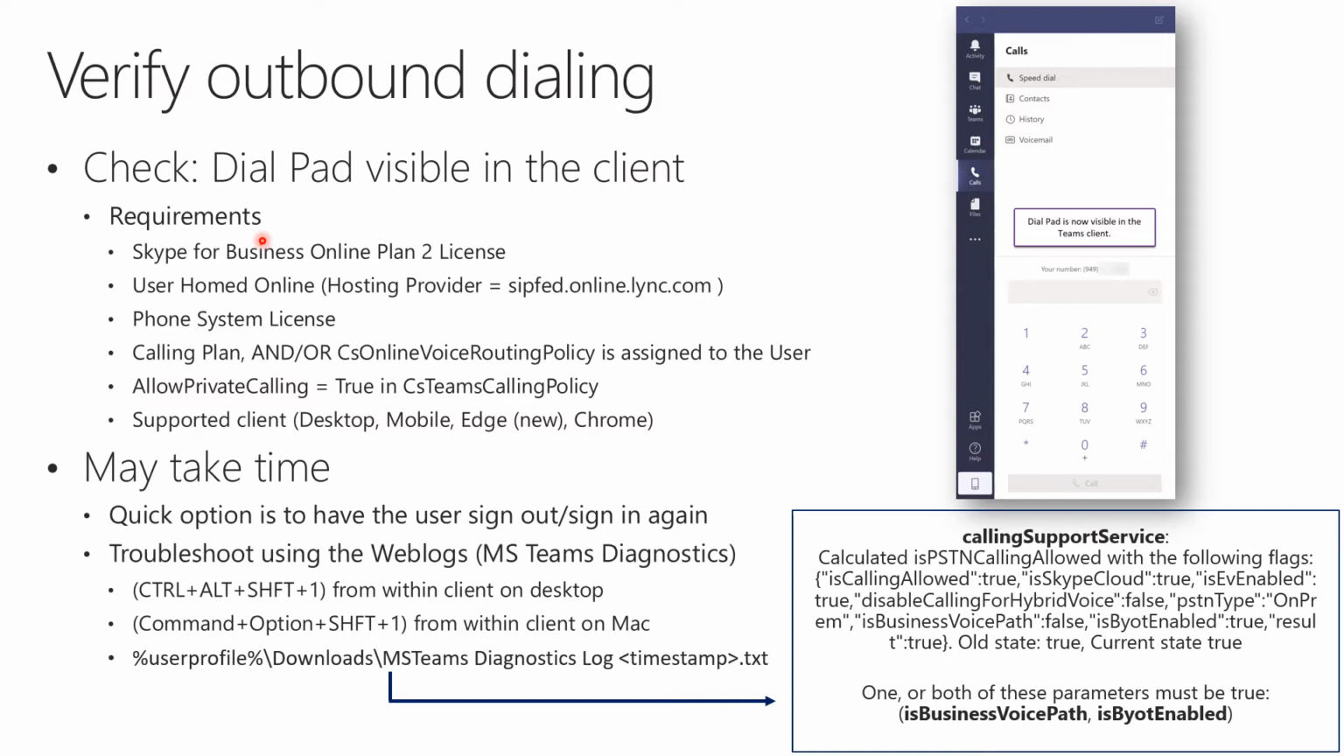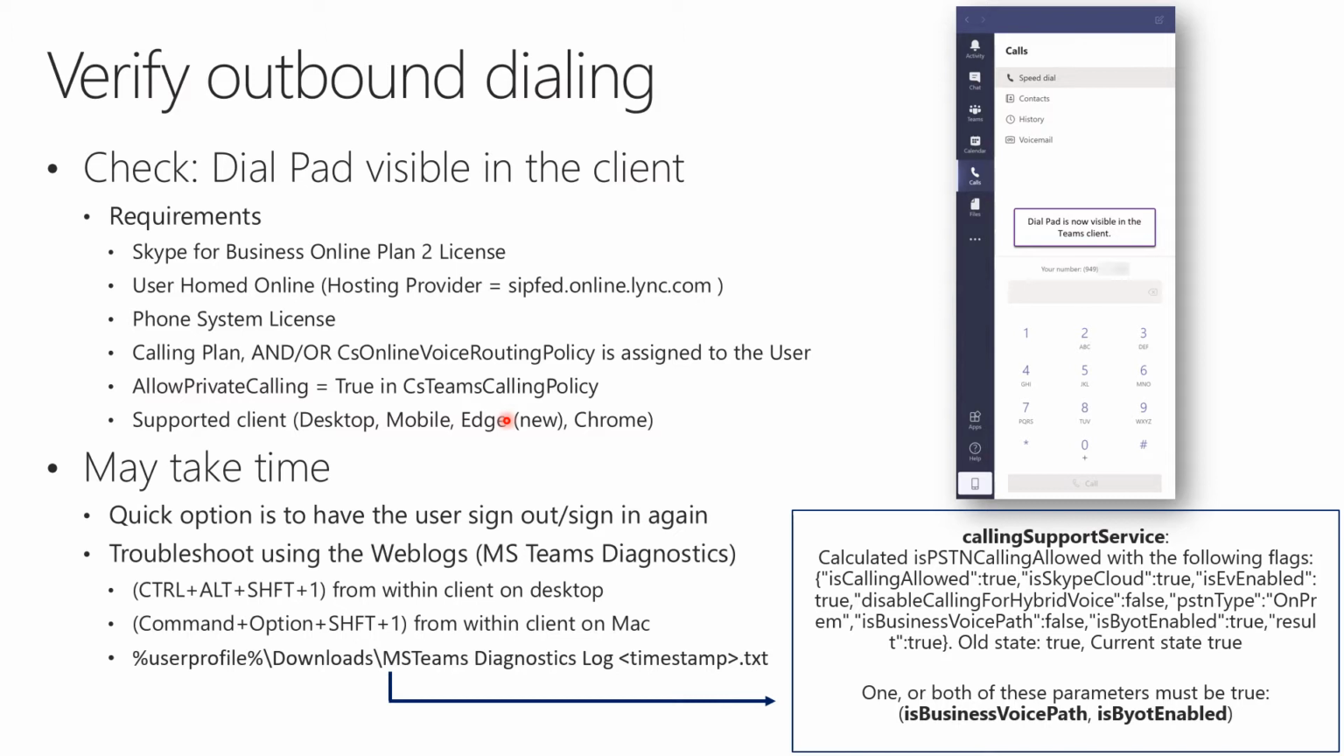But for the purposes of what we're talking about here, this user would be following the OR path of having an online voice routing policy assigned to them. Remember, you did that as part of staging, right? You, of course, need to make sure that allow private calling is enabled in the CS Teams calling policy. So don't disable calling. That would be silly. And they have to be running a supported client.